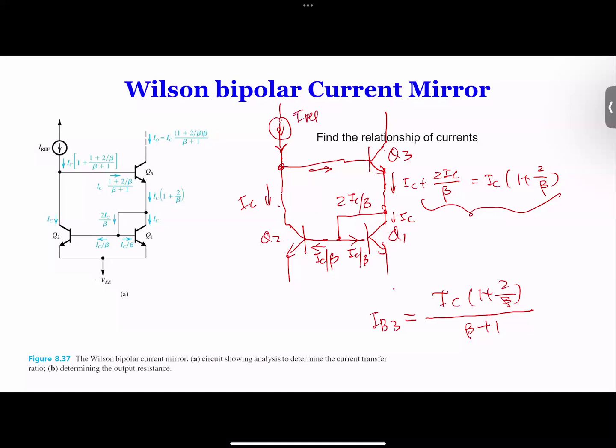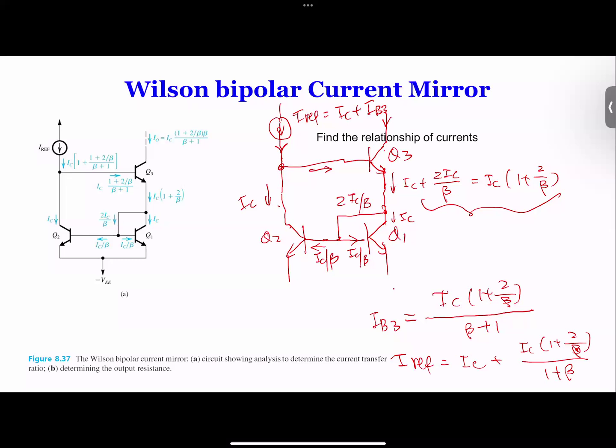So I reference is equal to IC plus IB3. And then we can find I reference is going to be IC plus this one, which is IC times (1 plus 2 over beta) plus 1 plus beta. So this is I reference.